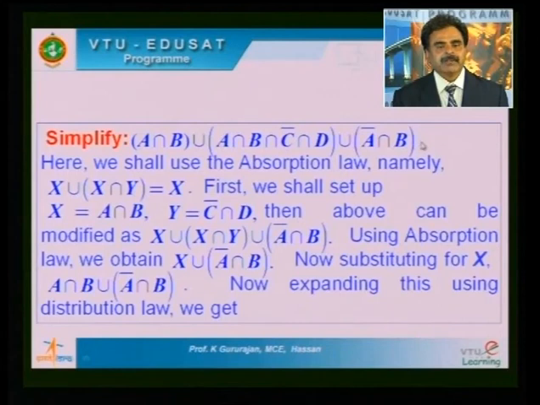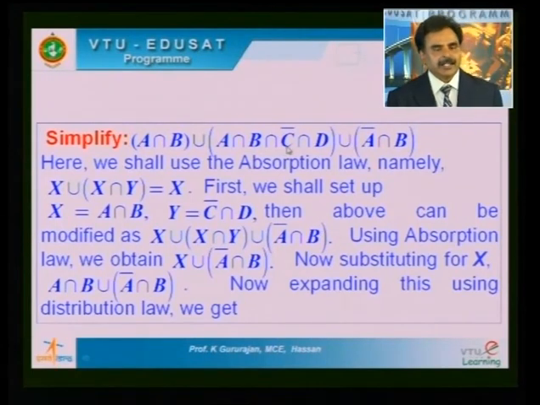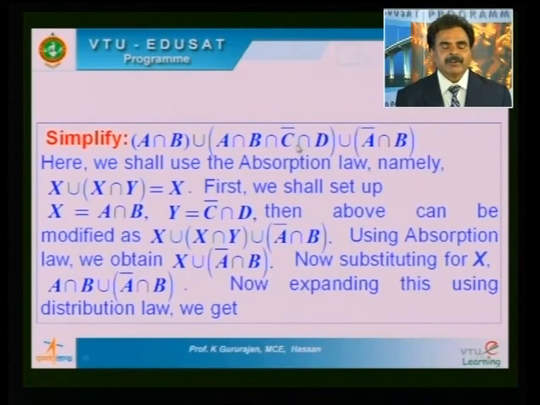The same you can do by constructing the membership table. Of course, the membership table will involve 16 rows, because there are 4 symbols here: A, B, C, D. So, if you want to prove or simplify like this using the membership table, it requires the construction of a membership table with 16 rows. Nobody will do it, since it is a tedious process. So, normally we do not advise it. Therefore, in such a situation, we have to depend only on the laws.